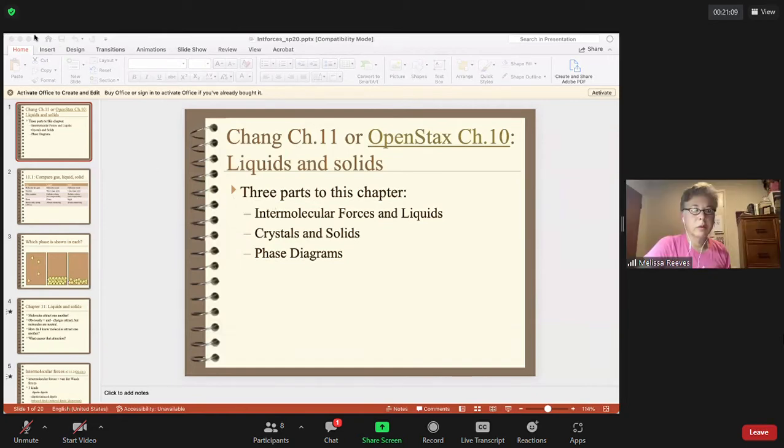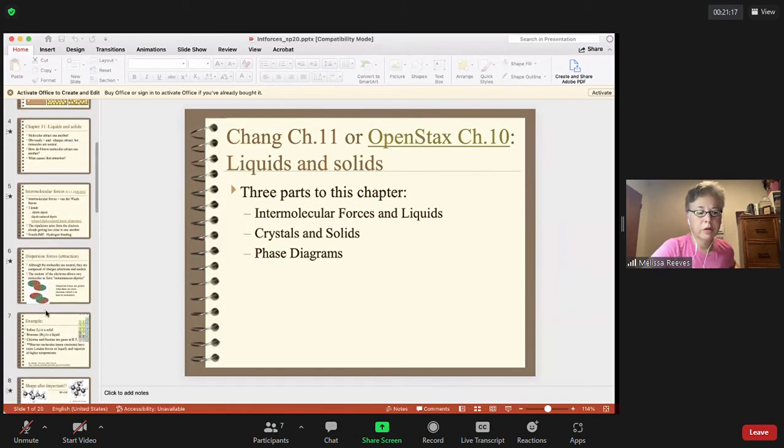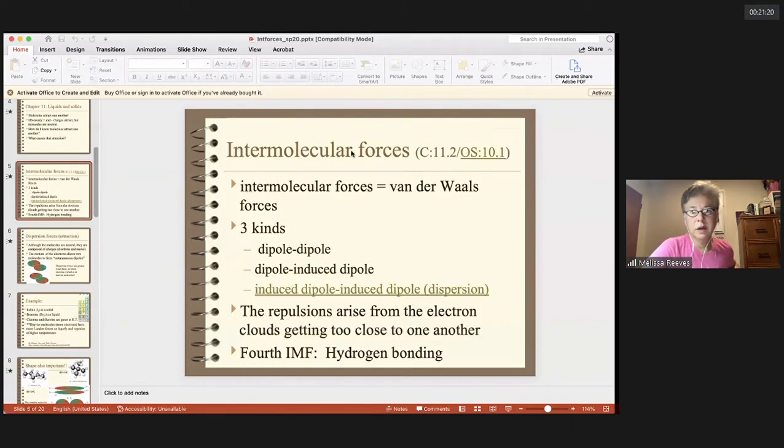Okay, so here we are on intermolecular forces. And so they're all listed on this page right here. Intermolecular forces are van der Waals forces. There's three kinds: dipole-dipole, dipole-induced dipole, and induced dipole-induced dipole, also known as dispersion, and also known as London forces. So this thing right here has like three names, four if you count the van der Waals part.